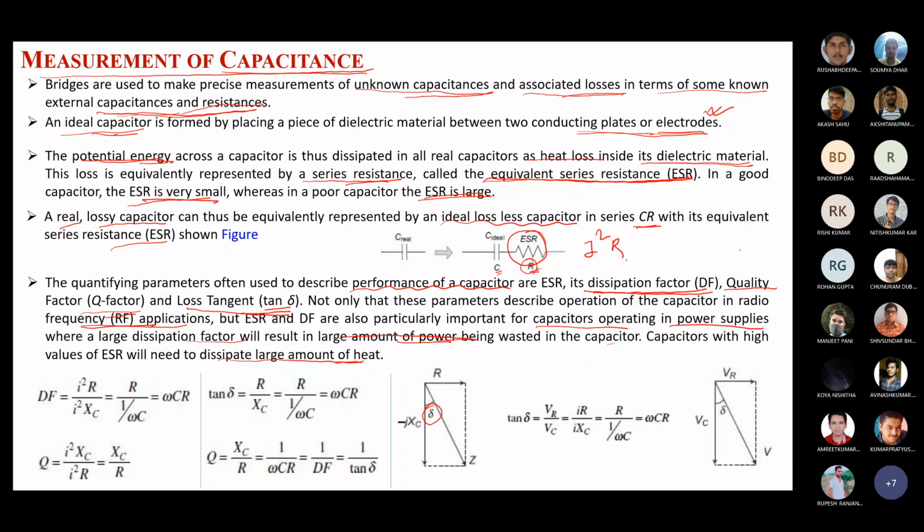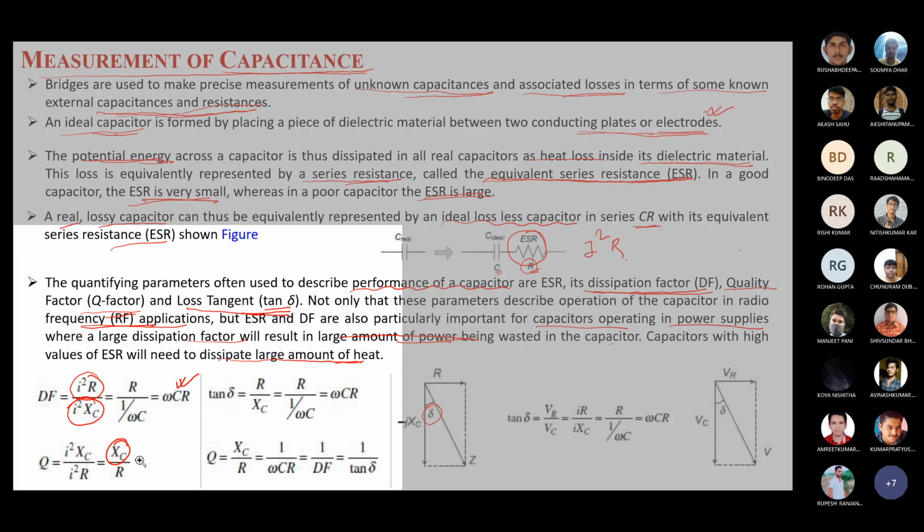I hope all of you are able to understand. So what is DF? The equation of the DF is I squared R loss divided by I squared XC loss. Both sides' current will cancel each other, so R by XC. So it is coming omega CR. The Q value you already know is XC by R.